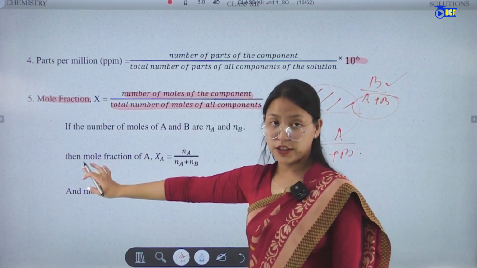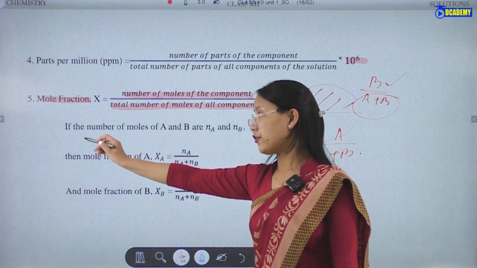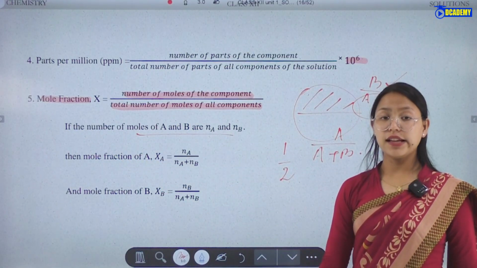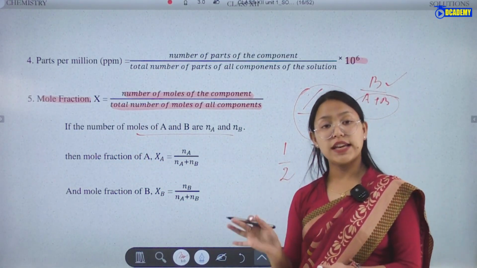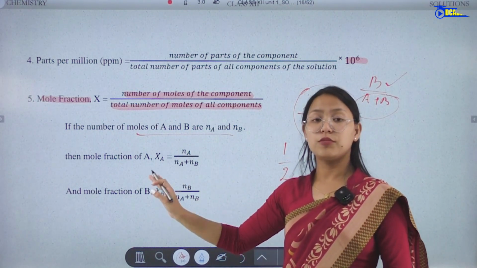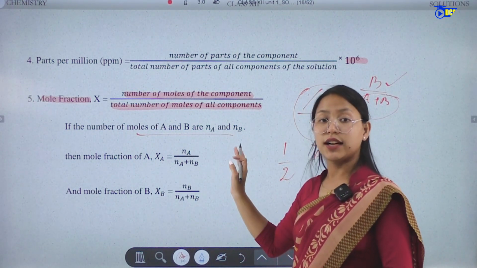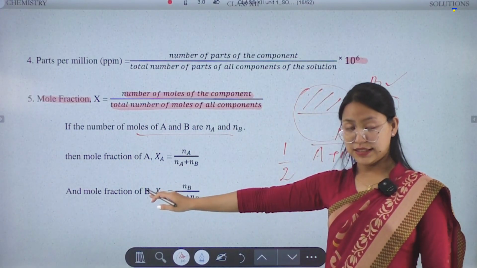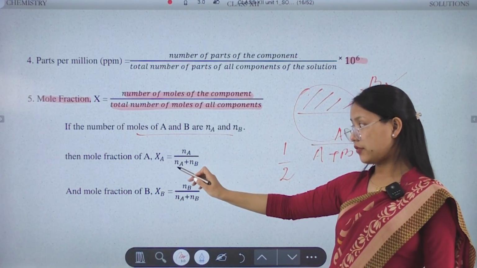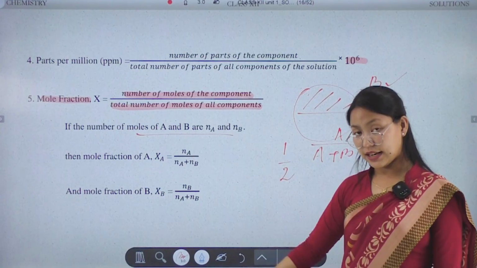So here, mole fraction: if the number of moles of A and B are Na and Nb, that is, number of moles of A is Na and number of moles of B is Nb, then the mole fraction of A, denoted Xa, is Na divided by Na plus Nb.